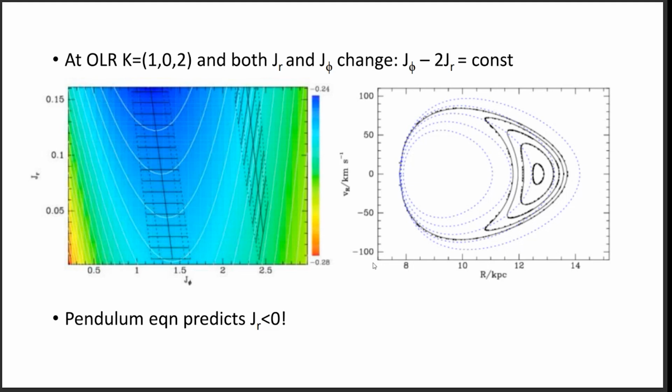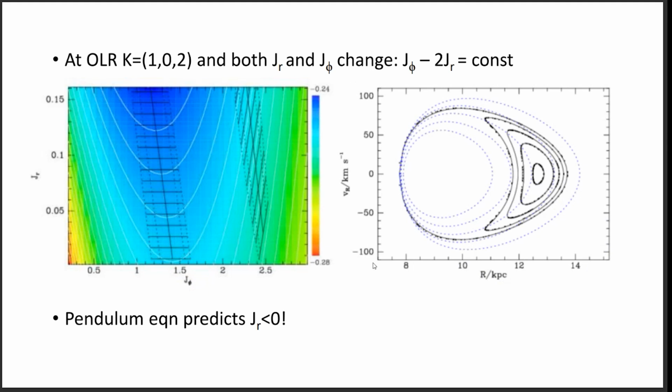I told you that J phi is the slow action. So J phi is being changed when the stars are trapped at co-rotation. Their J phi is changing periodically. So a star is moving along here. It gets as far as there and as far as there. So that's the kind of motion that it does.